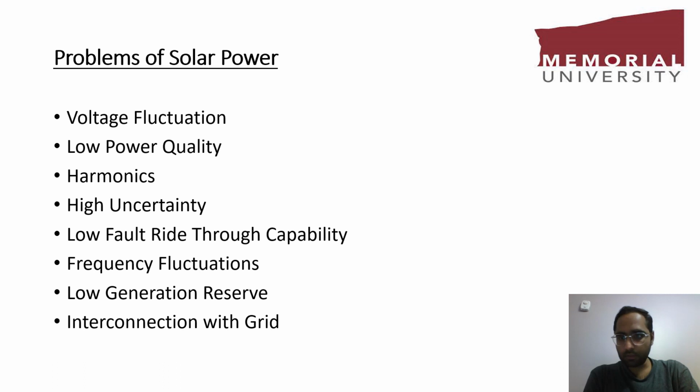We are all convinced of the benefits and positive impacts of solar power plants, and in fact all renewable energy resources. But it is also a fact that renewable energy sources in general, and solar power plants in particular, have their own problems as well. Some of the problems are listed here: voltage fluctuation, low power quality, harmonics, high uncertainty, low fault ride through capability, frequency fluctuations, low generation reserve, and interconnection with the grid is a big challenge.